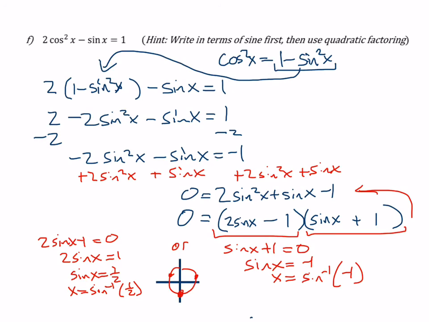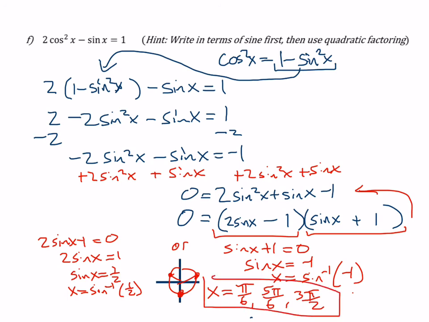So our solutions are x equals, this guy right here, that's pi over 6. This guy right here, that's 5 pi over 6. And this guy down here is 3 pi over 2. And that's our answer. Let's see if we can write that nicer. All right. So we have 3 possible answers.